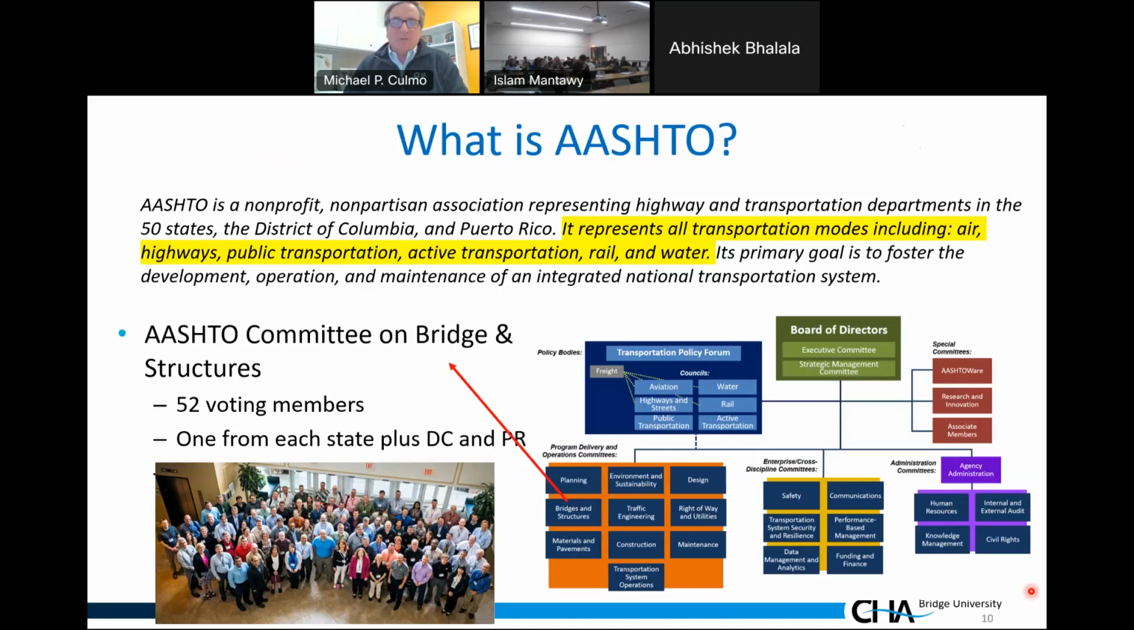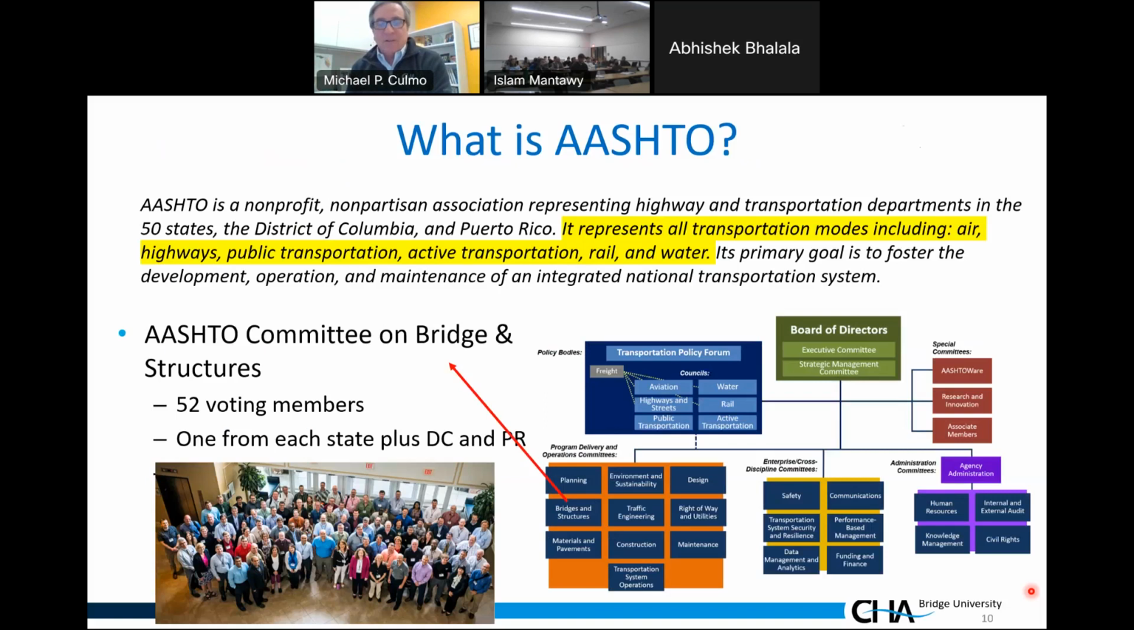So it's kind of like the best way to compare AASHTO is to the US Senate, where every state has equal representation. It's not based on population or number of bridges or whatever. AASHTO is an organization that has equal representation from every state in the country. The diagram on the right I got from the AASHTO website. This is the overall AASHTO organization, and you can see there's a number of different committees and forums and things like that.